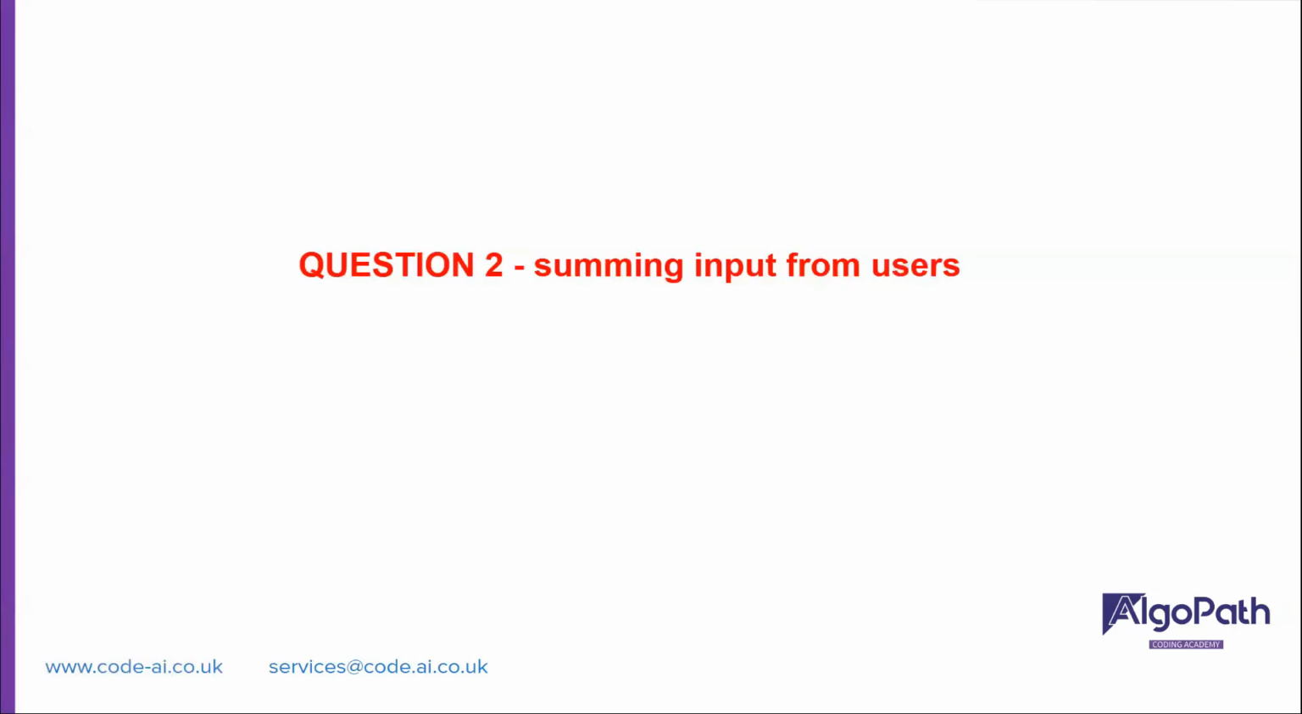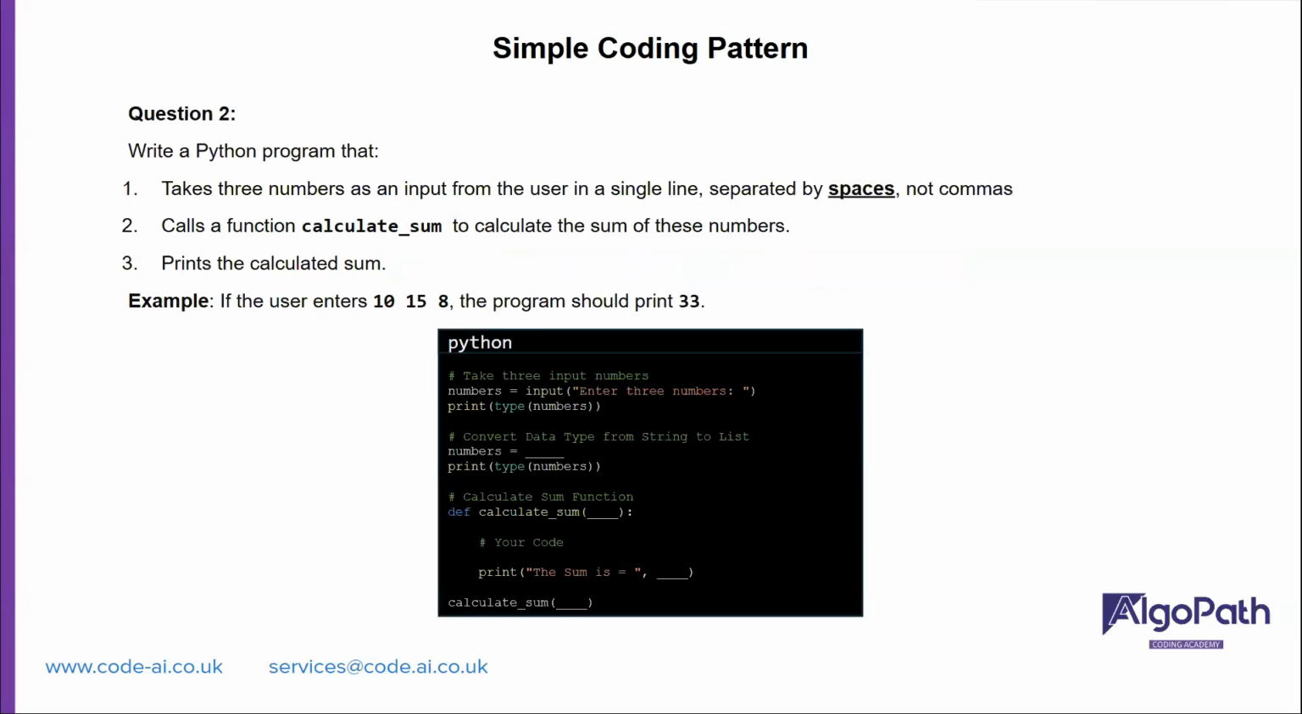Question number 2, another common scenario in the exams is to add up the values. So let's have a look what we need to do here. We're going to take in 3 numbers as an input. In this case, I've added enter 3 numbers. But you don't need to, because it doesn't ask you to in these challenges to do that. It just makes it easier for the user. So we're going to separate them by spaces again, not commas.